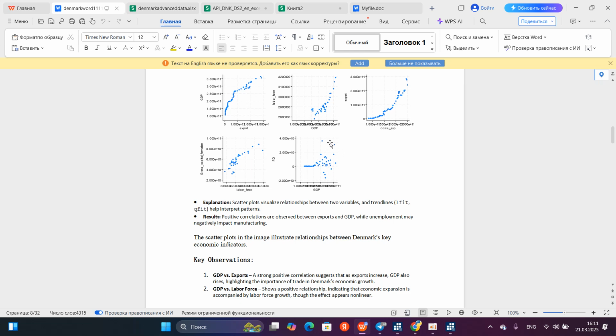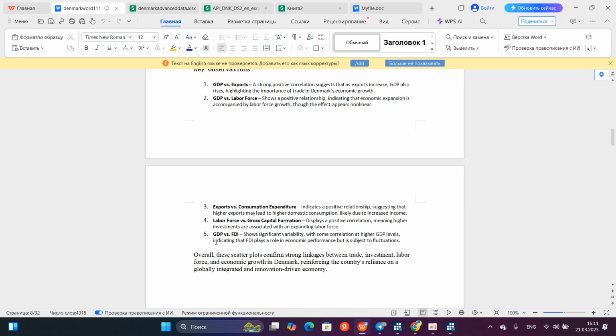If you see that kind of graph, there may be some misunderstanding. Let's read it. GDP versus FDI shows significant variability with some correlation at higher GDP levels, indicating that FDI plays a role in economic performance but is subject to fluctuations. Overall, these scatter plots confirm strong linkages between trade, investment, labor force, and economic growth in Denmark, reinforcing the country's reliance on a globally integrated and innovation-driven economy.